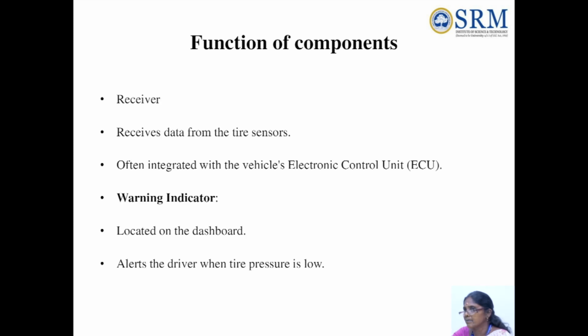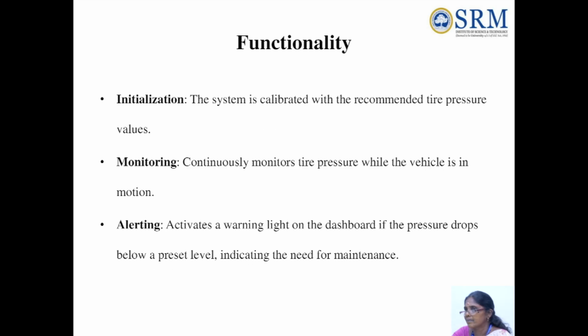The receiver receives the data from the tire sensors. It is often integrated with the vehicle's electronic control unit. The warning indicator, located on the dashboard, alerts the driver when the tire pressure is low. The functioning of the tire pressure monitoring system: the first step is initialization. The system is calibrated with the recommended tire pressure values.